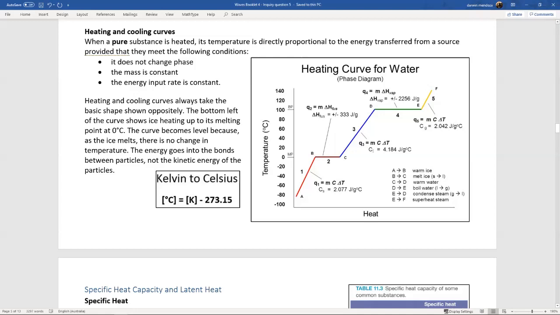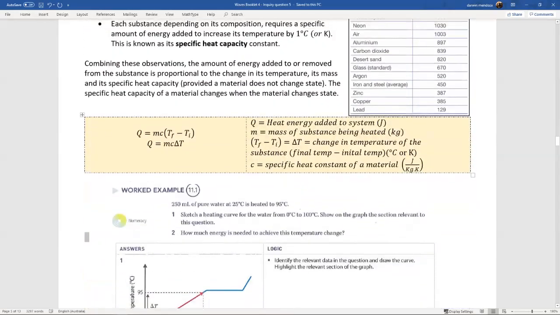It doesn't matter about the change in temperature because there's no change in temperature. It's just a constant that has to be considered for a specific mass and how much energy is required to melt it. Right? It just happens to be this energy here. Okay. So let's have a look at that.